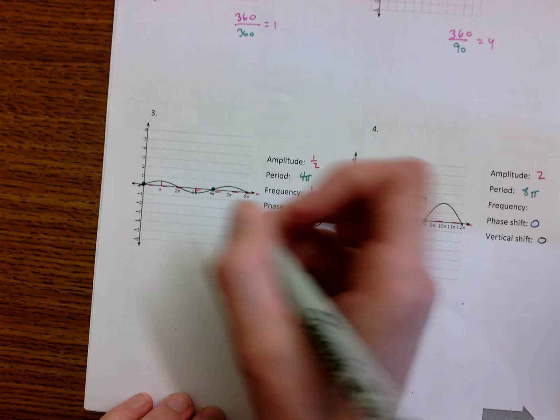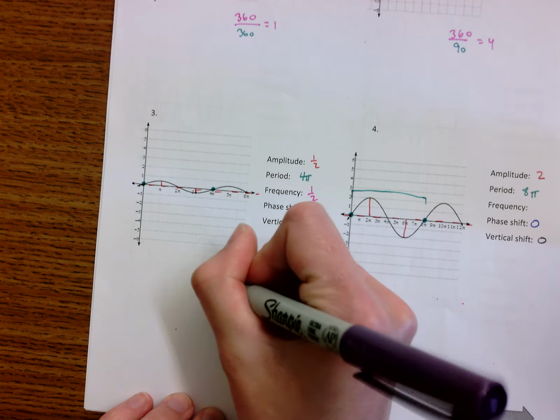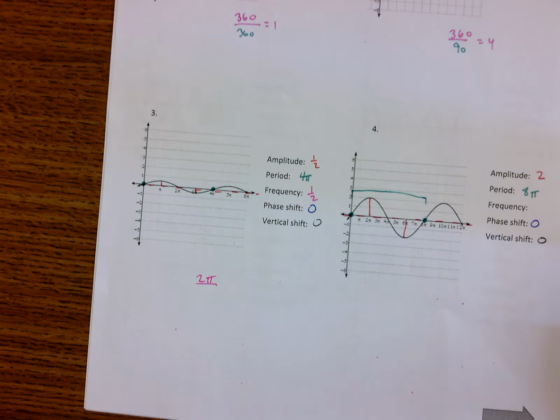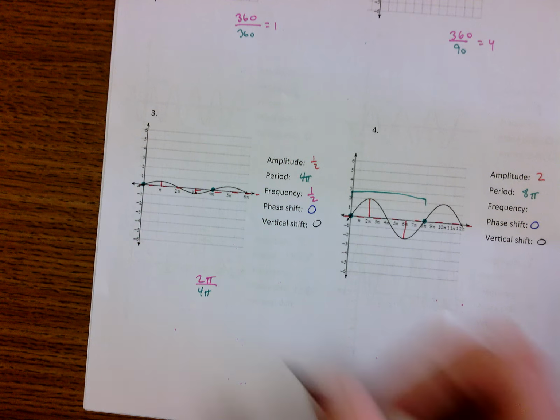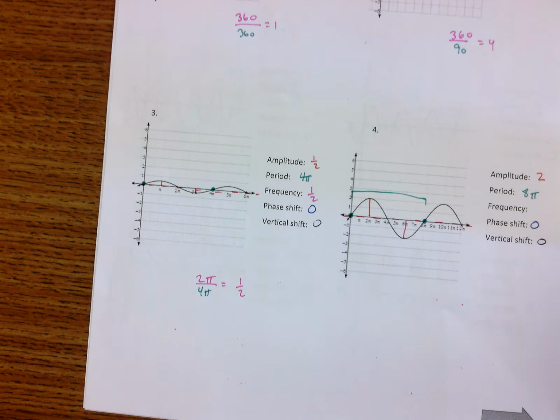Okay? Or I could have done, again, 2 pi, that's a complete circle, and divided that by the period we found before, which is 4 pi. So the pi's would cancel each other out, and 2 over 4 simplifies to a half.